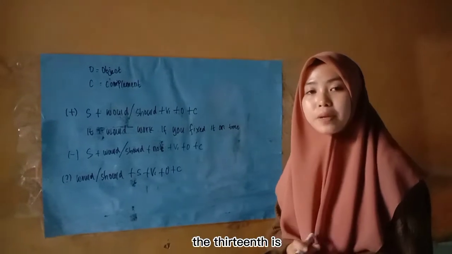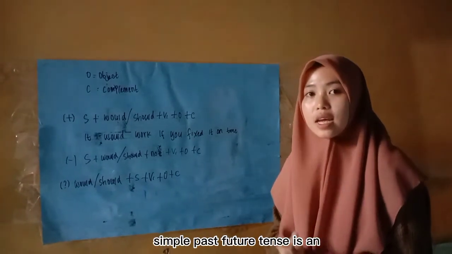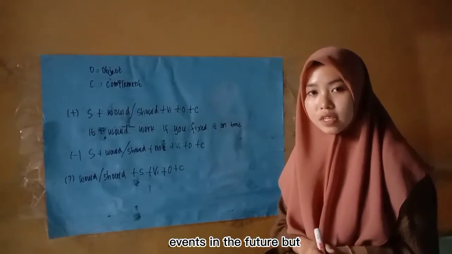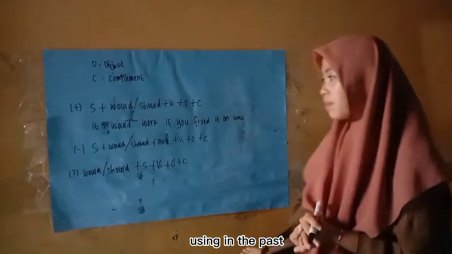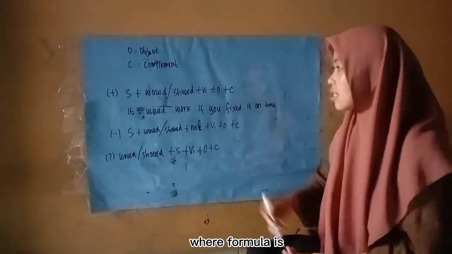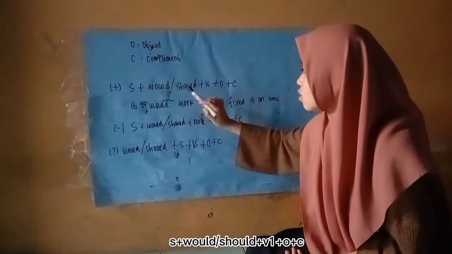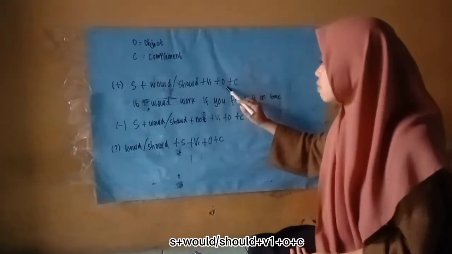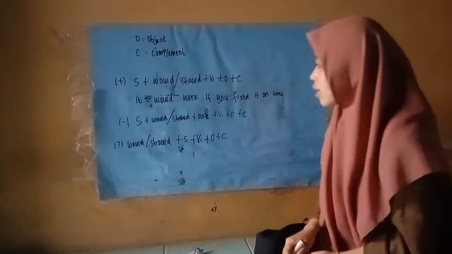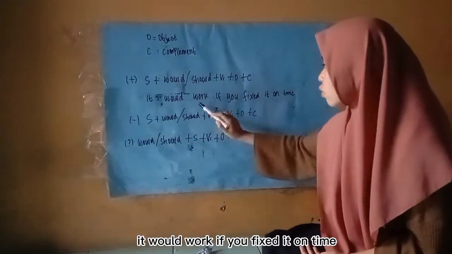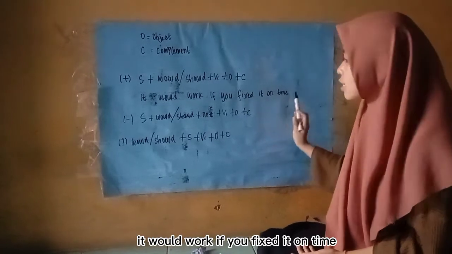The 13th, simple past future tense, is an event in the future but used in the past. Where the formula, if positive, is subject plus would or should plus verb 1 plus object plus complement. Example is: it would work if you visit it on time.